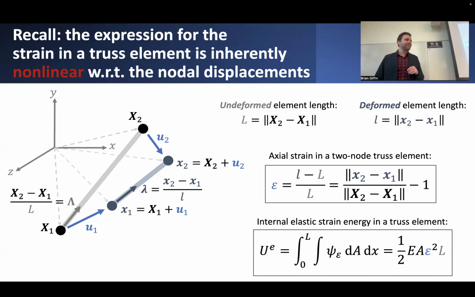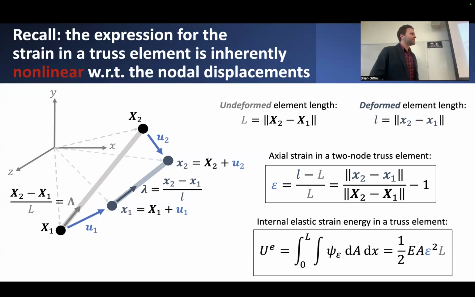Taking then the derivative of this expression with respect to U2, all of its three components, what we expect to get out is the resulting internal force that would be applied at node 2. So just by taking the derivative of this expression with respect to these different displacement parameters, we get the corresponding forces that should be applied at those same nodal locations.